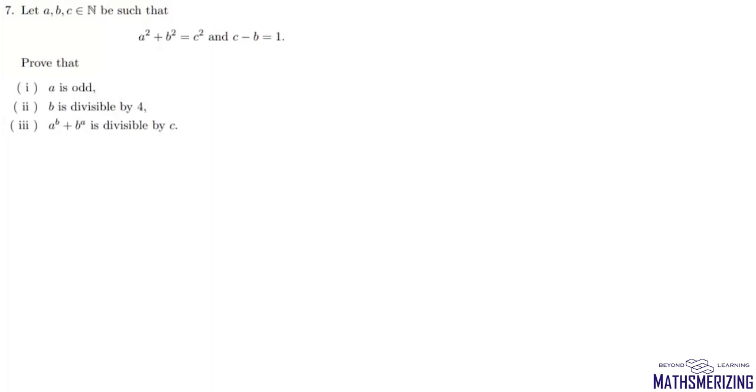Now question number 7, it says let a, b, c be 3 natural numbers such that a square plus b square equals c square and c minus b is equal to 1. So we need to prove that first, a is odd. Now we can write a square as c square minus b square, which is c plus b into c minus b. Now c minus b is 1, so we can write a square as c plus b. Now c minus b is 1, which is an odd number.